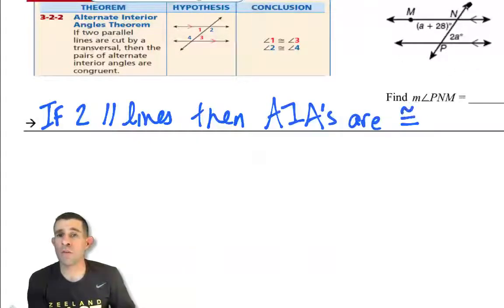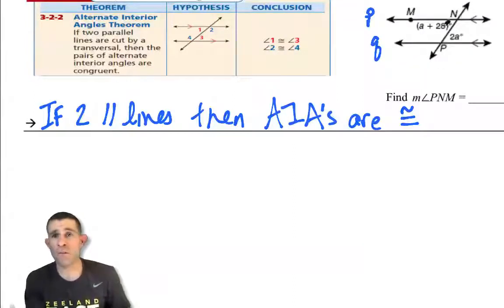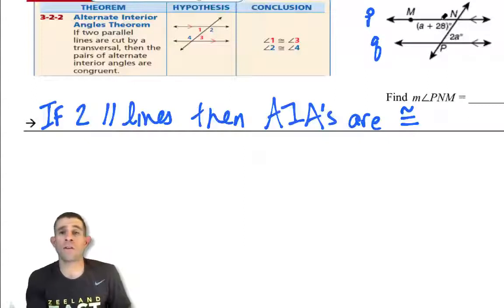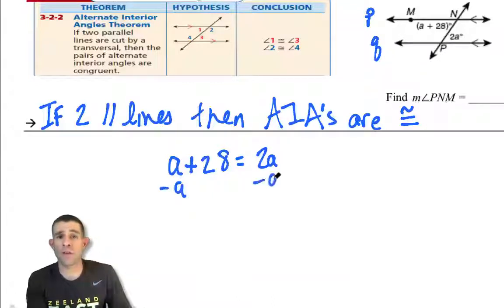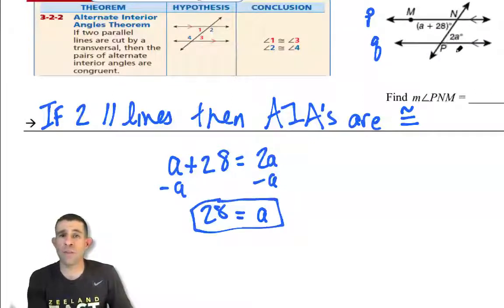So in this example over here, you can see that our lines P and Q are parallel to each other because of our arrows. Our transversal line R cuts through them, forming these two angles that are alternating interior. Well, I know that they must be congruent to each other because my lines are parallel, and therefore I can say A plus 28 is equal to 2A. I can subtract A from both sides, and I'll have A is equal to 28. So I can find the value of my variable A, and I can substitute that back in to find the measure of angle PNM.